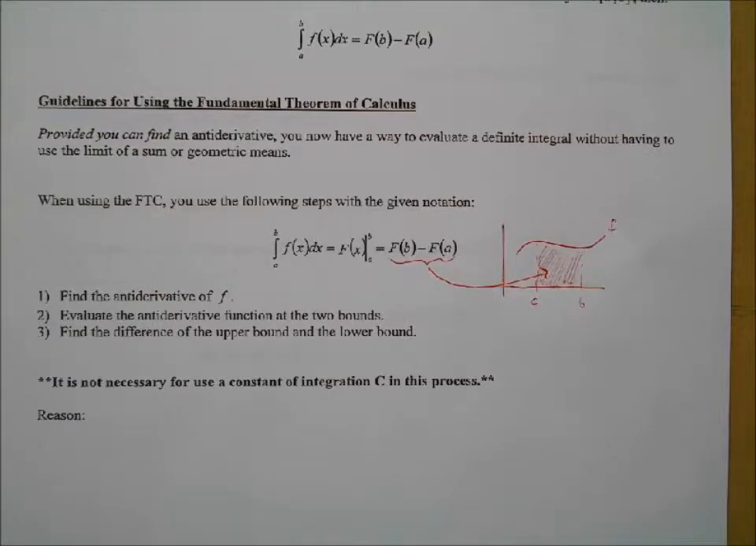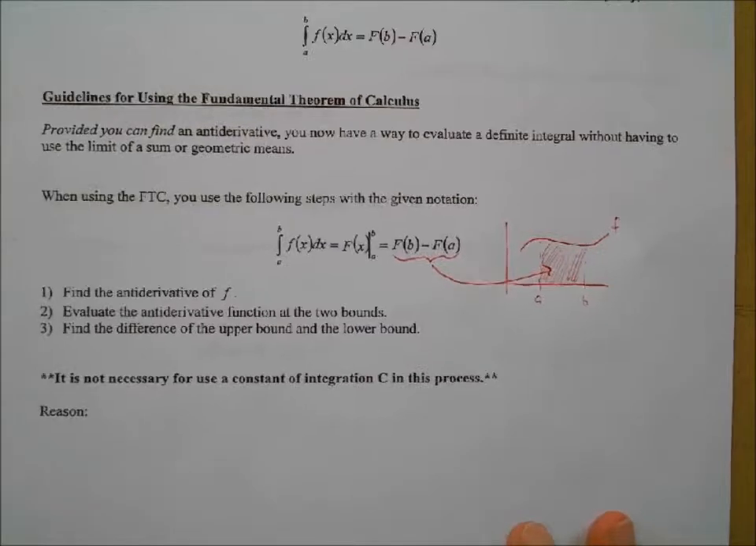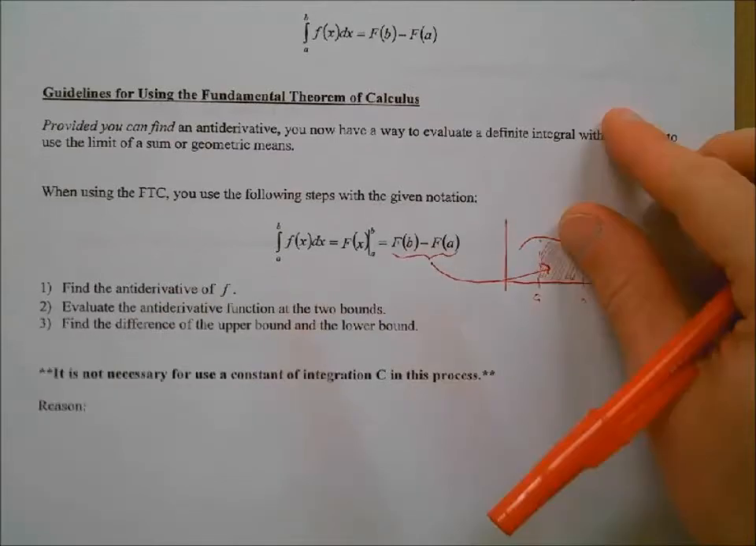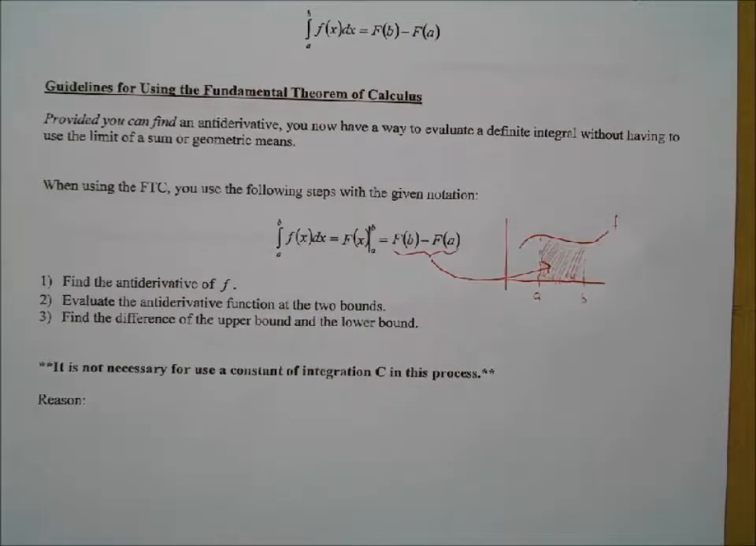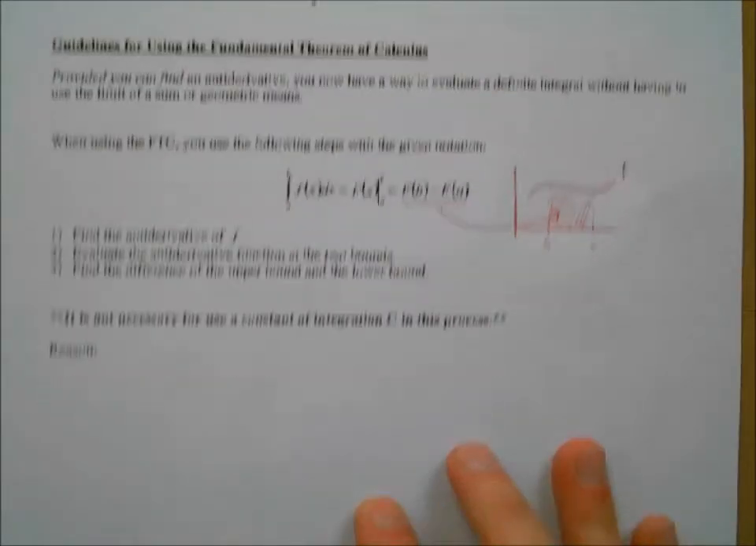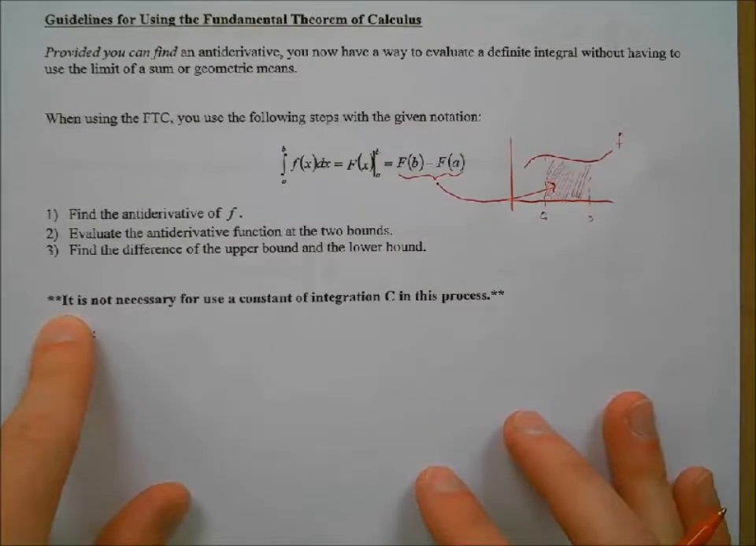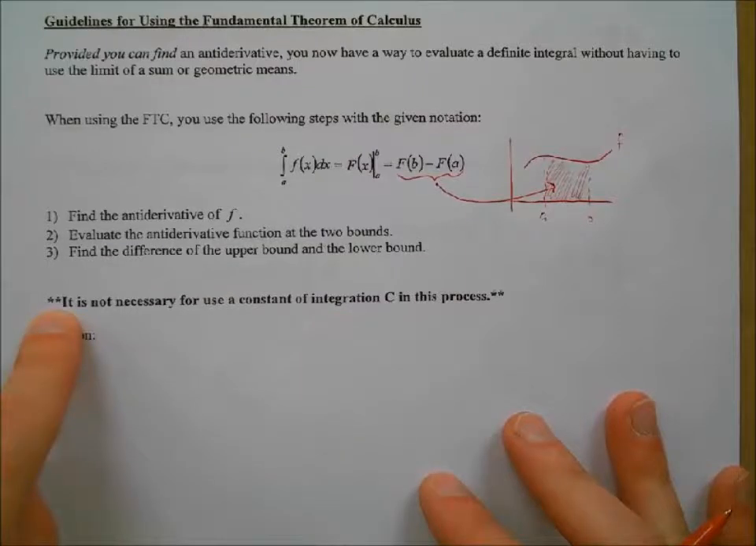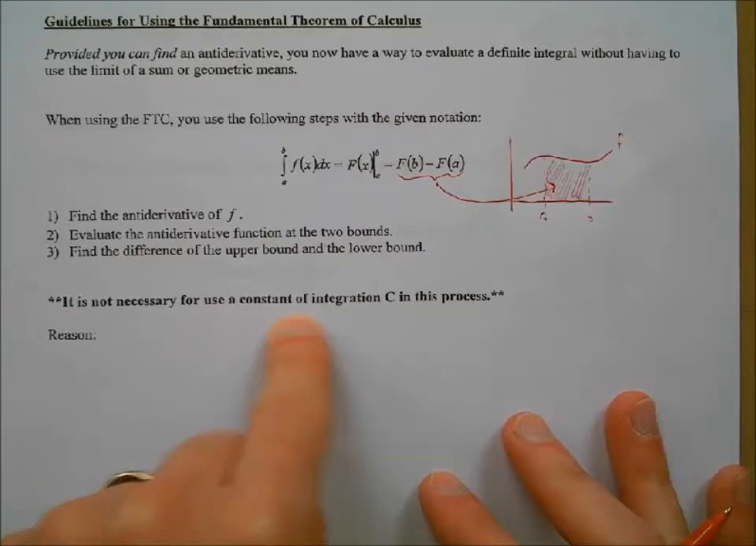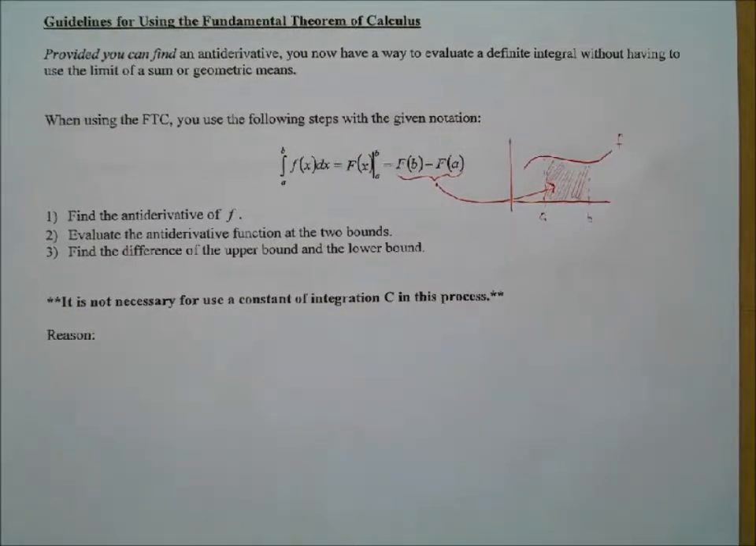Okay. So we can find the area of all sorts of weird shapes now without necessarily using the typical geometry formulas. Although in a way we are just using a bunch of rectangles, an infinite number of rectangles added up. Now, an interesting thing that happens: it is not necessary for you to use a constant of integration C in this process. It is not necessary.